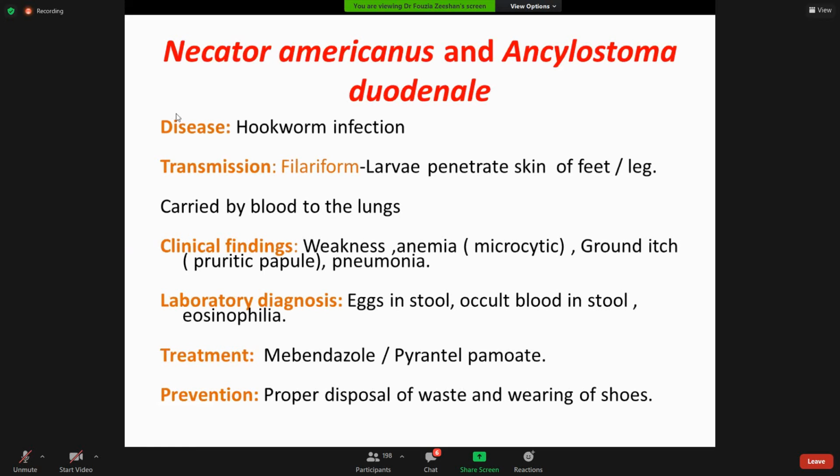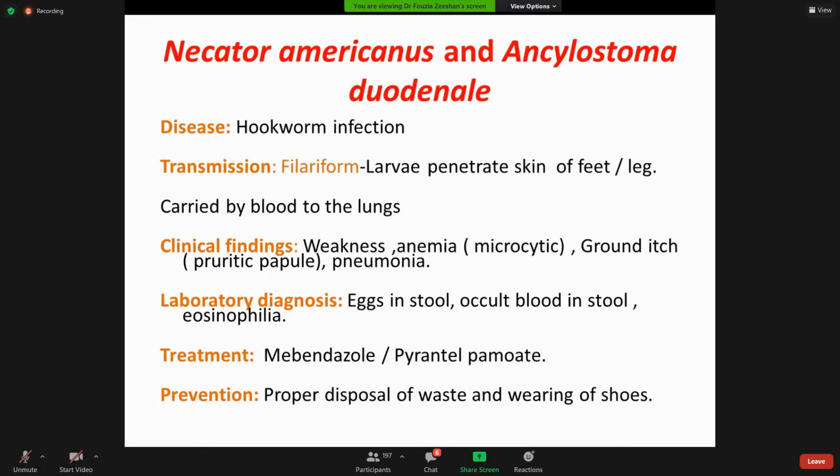teeth. Basically, Necator means cutting plates and Ancylostoma means teeth. So in this way they attach to the wall of the intestine. They feed on the blood from the intestinal wall, and they lay thousands of eggs that are passed in the feces. So eggs develop into a non-infectious form and then into the infectious form.